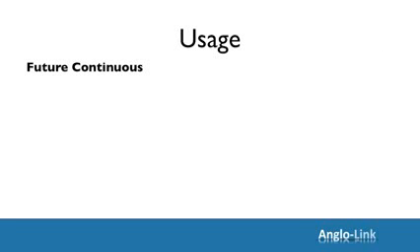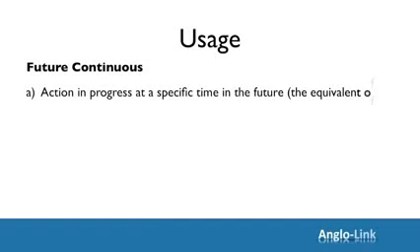Right then, let's have a look at usage now, starting with future continuous. Future continuous has two usages. The first one is an action in progress at a specific time in the future. It is the equivalent of the present continuous tense or the past continuous tense.